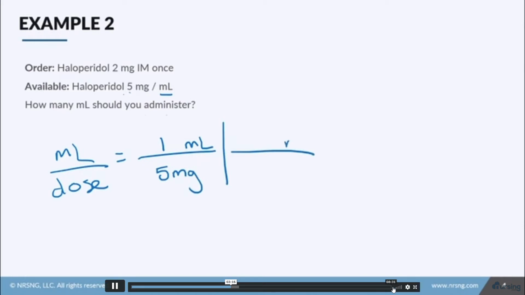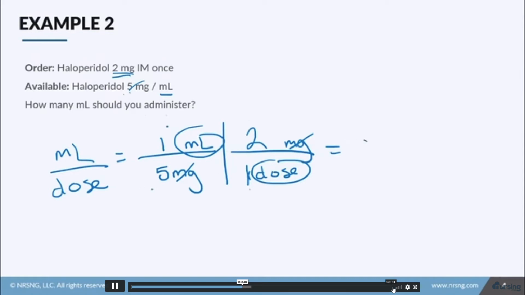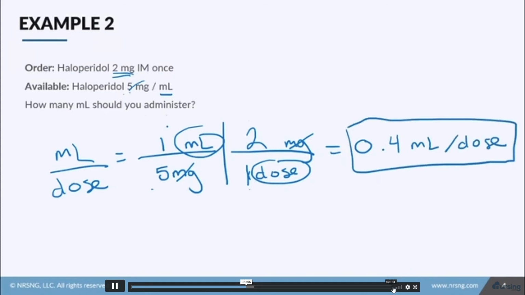Okay, transfer units again. What do I know? Well, I already used this one. So the other thing I know is that I want 2 milligrams per 1 dose. Cancel milligrams. I'm left with milliliters per dose, which is exactly what I want. Multiply across the top, divide across the bottom. 1 times 2 divided by 5 divided by 1 is going to give you 0.4 milliliters per dose. Does 0.4 milliliters make sense for an IM injection? Does it make sense for this calculation? Yes, it does. We have verified.